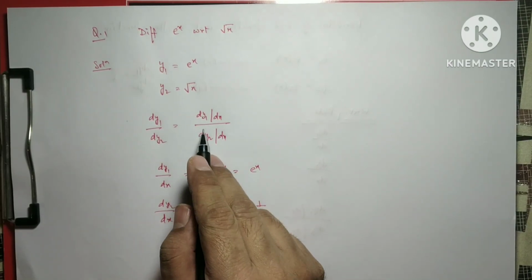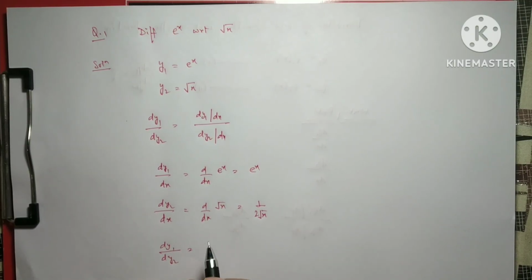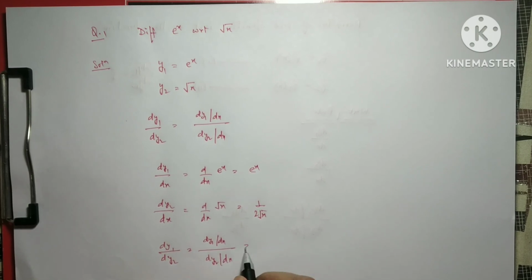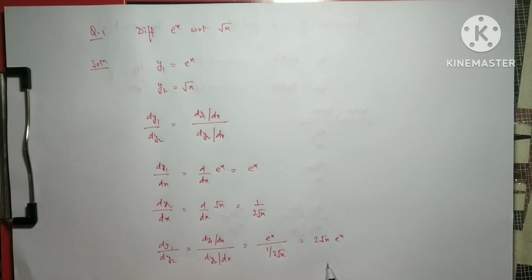So we want dy1 over dy2, that is the derivative of this divided by this. So dy1 over dx over dy2 over dx is e to the power x over 1 over 2 root x. So as a result we get 2 root x e to the power x. This is your answer.